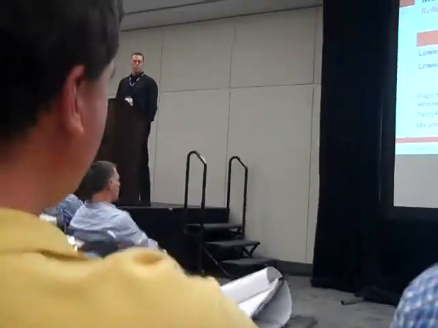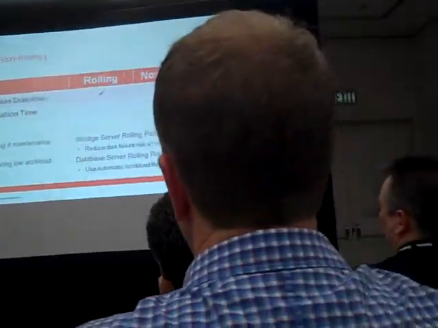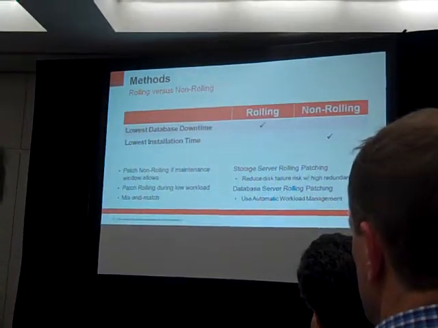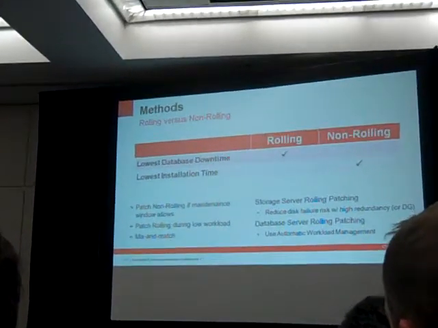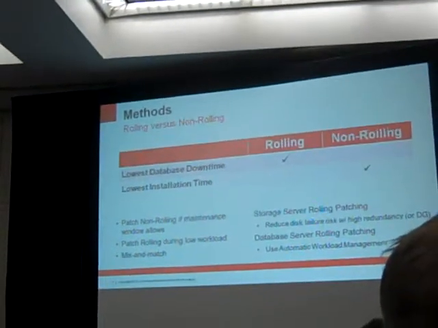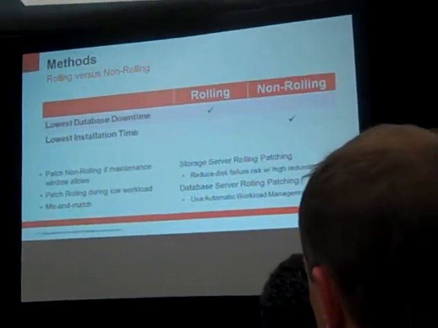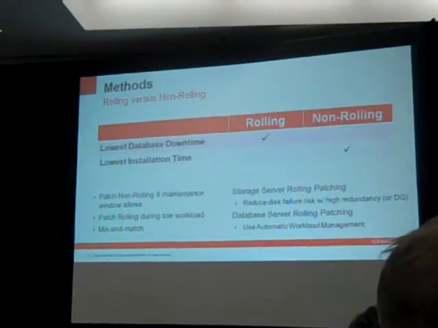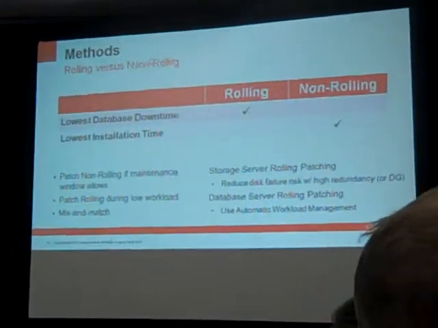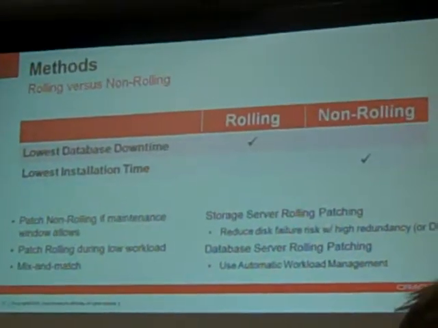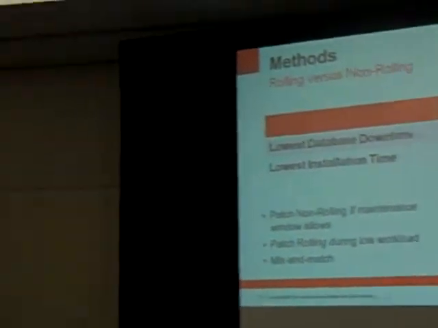So a quick word about rolling versus non-rolling patching. It's really a trade-off, I think. Rolling patching, less downtime to the application and to the database, but it takes longer to actually apply the patch or apply whatever software maintenance you're doing. My recommendation would be, if your maintenance window allows you to do non-rolling patching, that's what you do. But if you're going to do rolling patching, then I wouldn't do it during month end, for example.